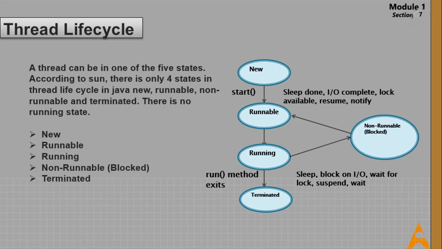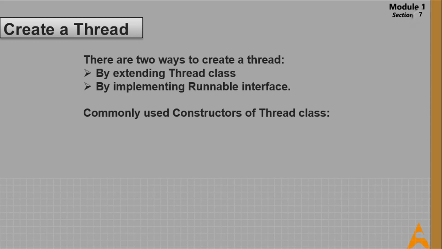Now let's discuss creating a thread. There are 2 ways to create a thread: by extending the Thread class, and by implementing the Runnable interface. We will see both ways with a program. Before that, let's see some of the constructors of the Thread class. You can see the constructors on your screen.